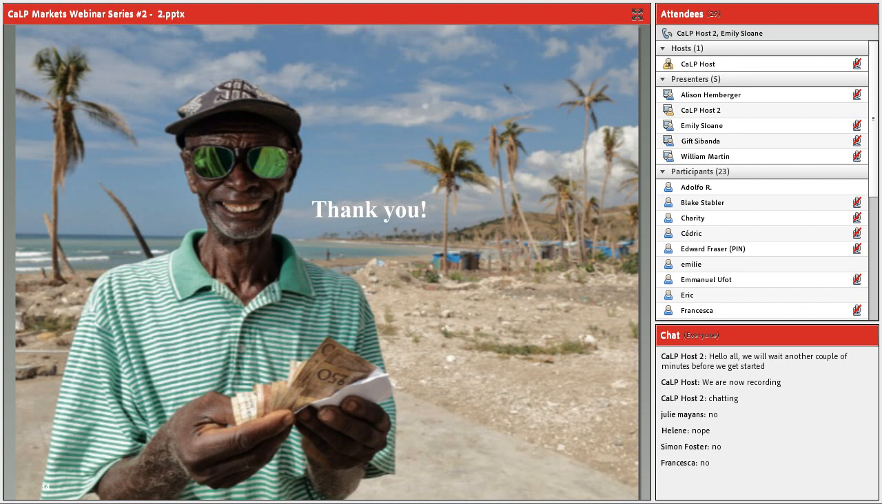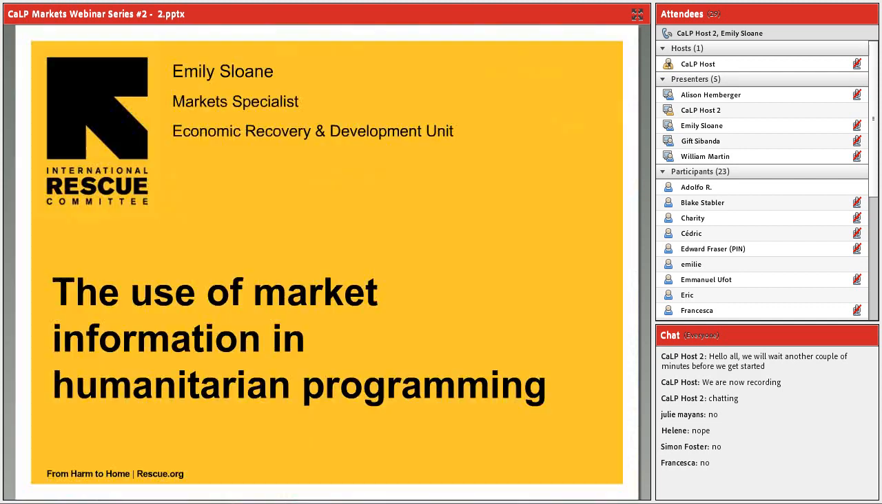So as I mentioned, IRC have invested quite heavily in their markets capacity, and market analysis is accepted as best practice, well, more generally at IRC, but there are still gaps. So Emily's going to help us explore why there is that gap between theory and practice, and what are some lessons for practitioners. So over to you, Emily.